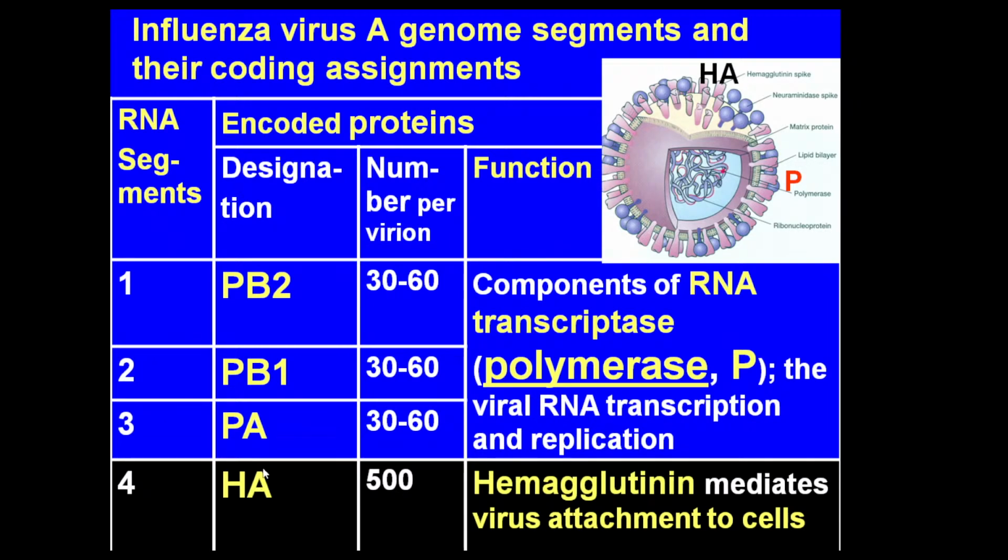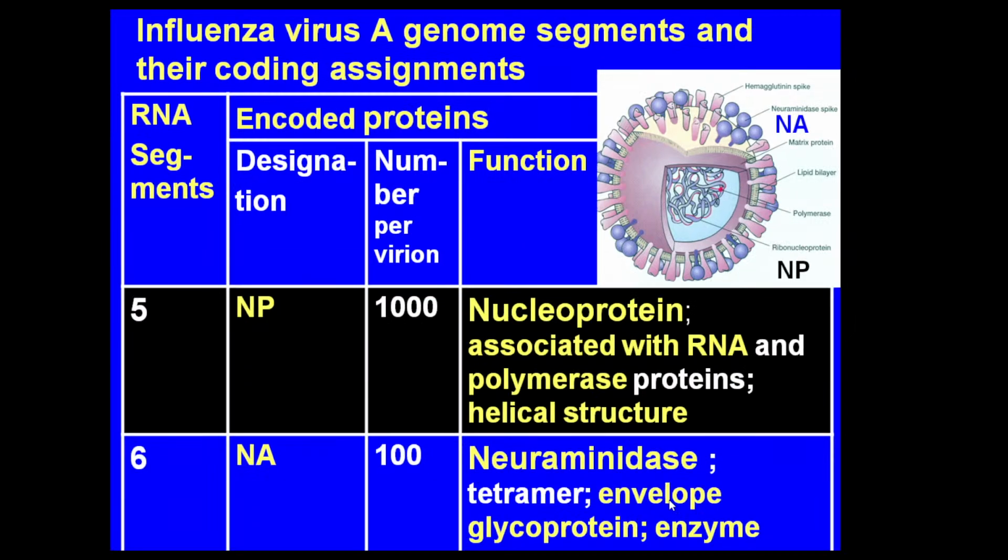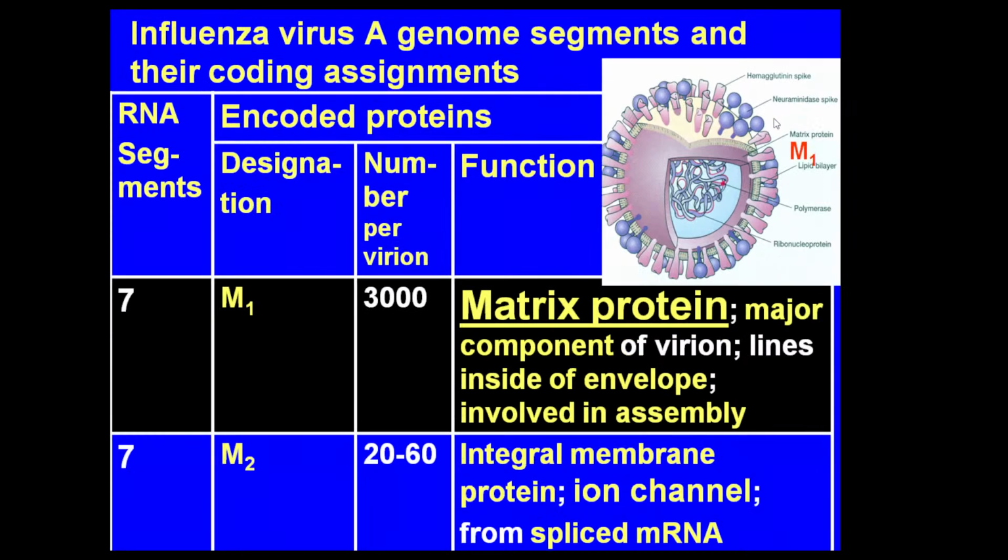Then one segment codes for hemagglutinin that mediates the attachment to the cell. So hemagglutinin is for attachment. Then segment 5, NP protein, and you can see it here. These are nucleoproteins, right? They cover the segments of the RNA, and they make the helical structure of the influenza virus capsid. And then we have segment 6 for the neuraminidase spike. That is the surface glycoprotein that is polymerized and makes the so-called spikes. It has enzymatic activity and is important in the virus entry and release out of the cell.